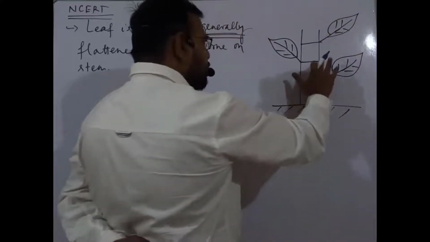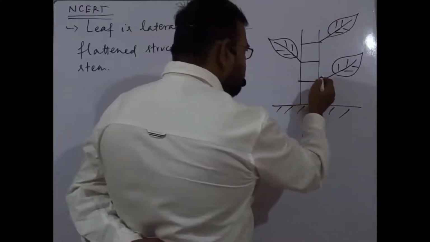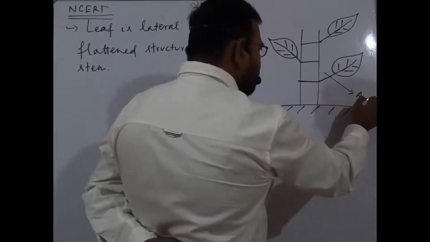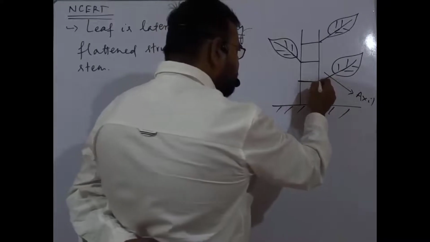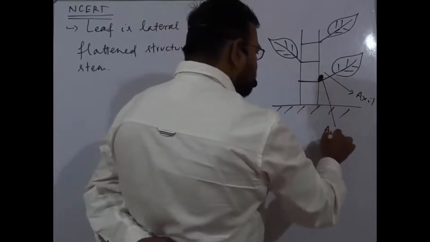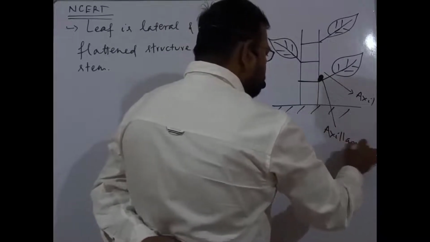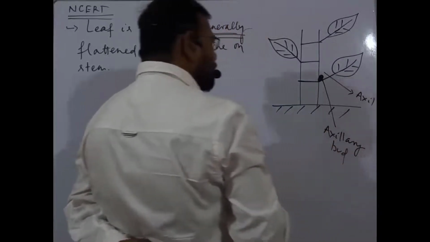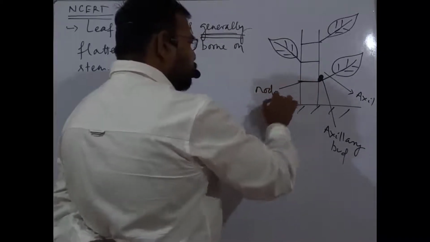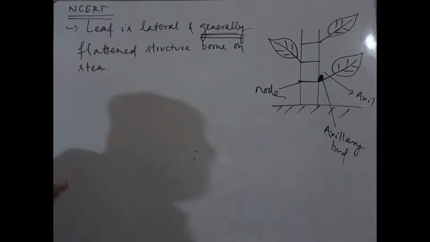As I told you in the earlier classes, this space is known as the axil of the leaf. And the bud in this space is known as the axillary bud. Since the bud is in the axil, it is named axillary bud. And note, this is the node. Generally the leaf is borne at the node of the stem. Leaf develops at the node.